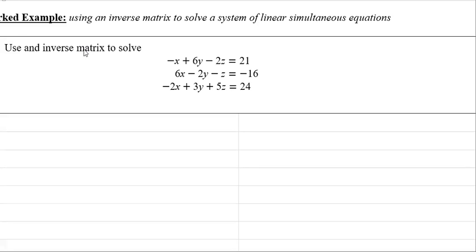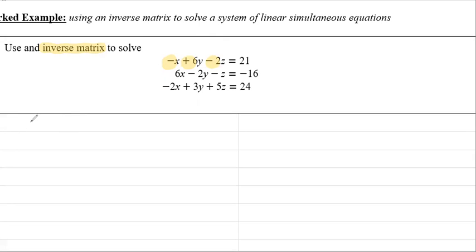All right, so in this example, we're going to solve this system of linear equations. Now, we're going to use an inverse matrix, as it states here, to do this. We can see the coefficients here. We've got -1, +6, -2. That's going to be the first row of our matrix that we're going to construct now.